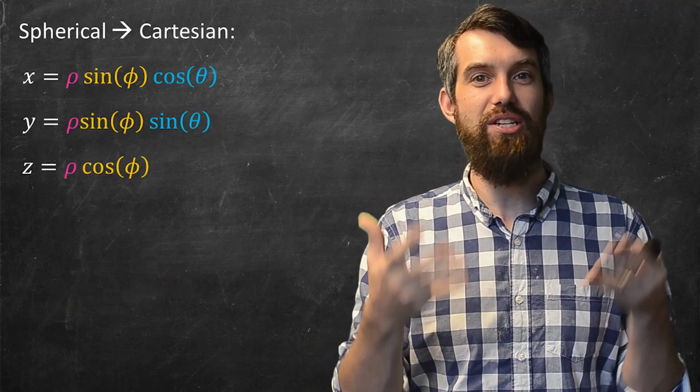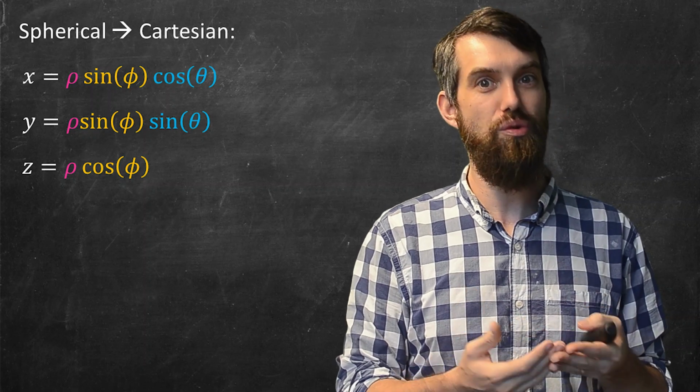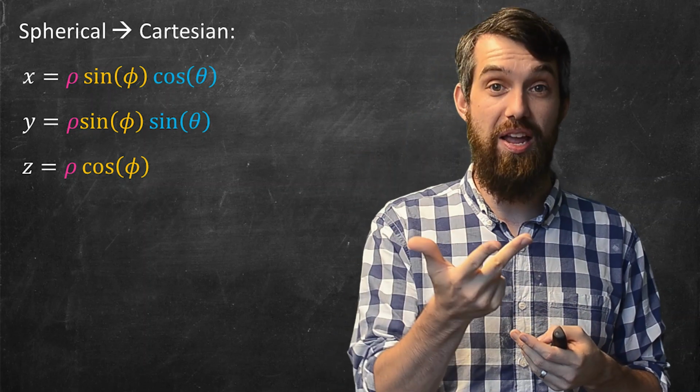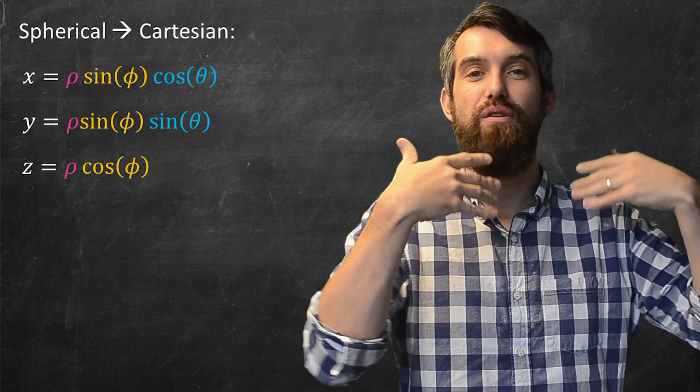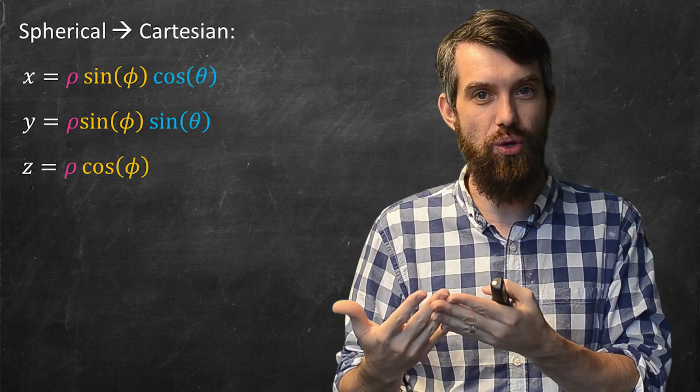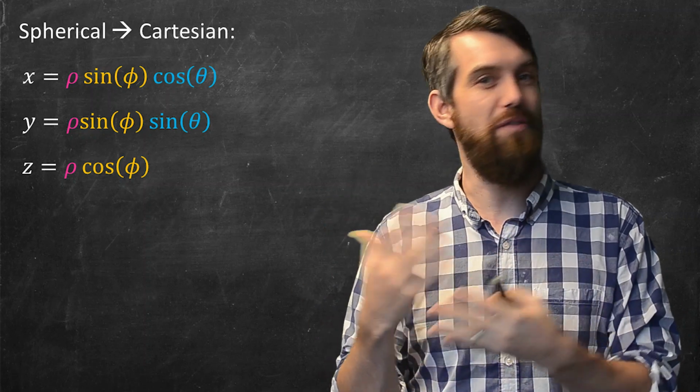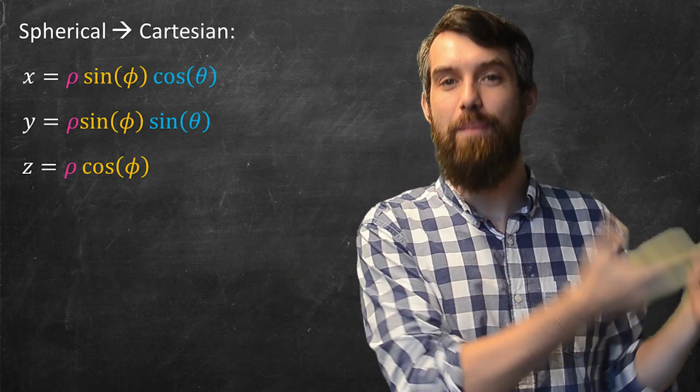Putting these three equations together, it means that if you know that rho, that phi, and that theta, you can get the x, y, and z out of it. That is, you can convert from spherical coordinates to Cartesian coordinates. Likewise, you can try solving these equations the other way around and convert backwards.